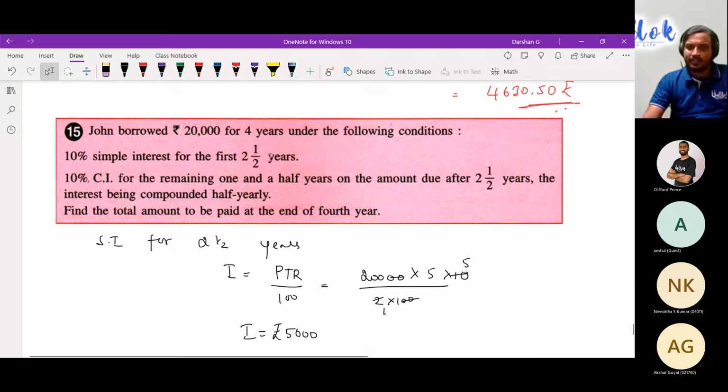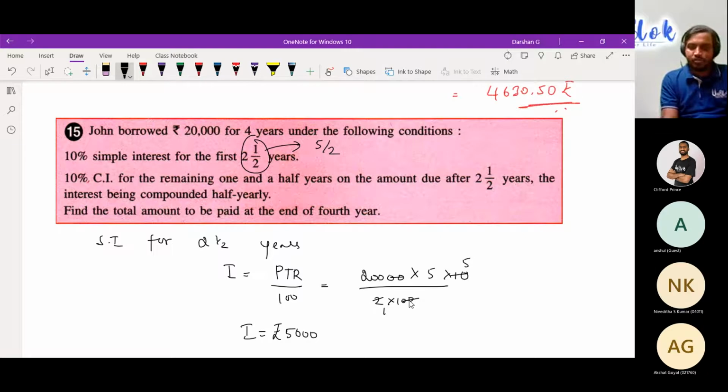So I took 2.5 years, right? So 2.5 years I took it in the form of an improper fraction. If you do, it is 5 by 2. So if it was 2 years, I would have taken only 2, right? If it is 2.5, I have to convert into 5 by 2. Please don't get confused. This is 5 by 2. Did you understand? Yes, sir. Great.